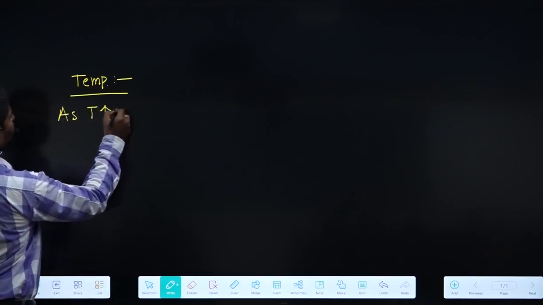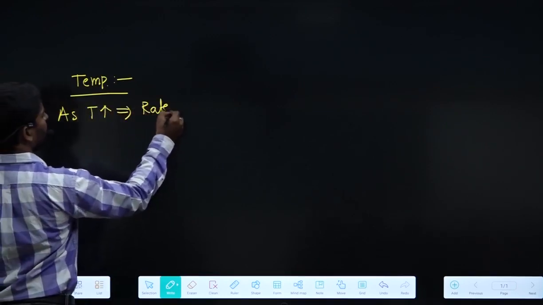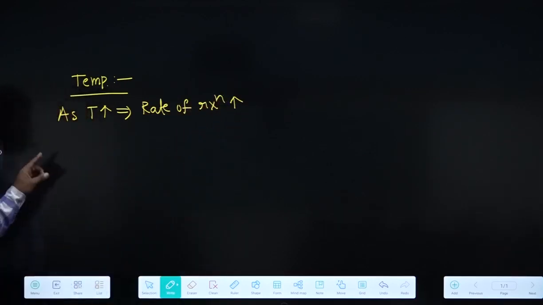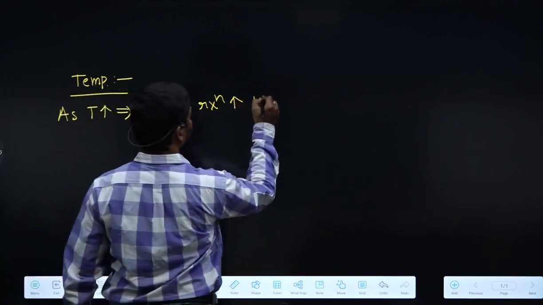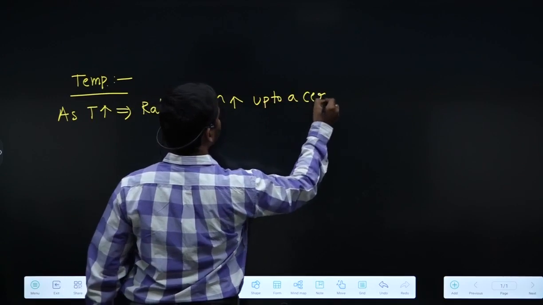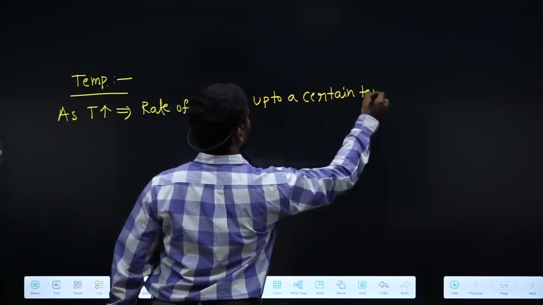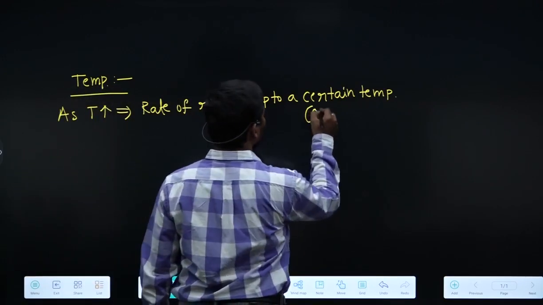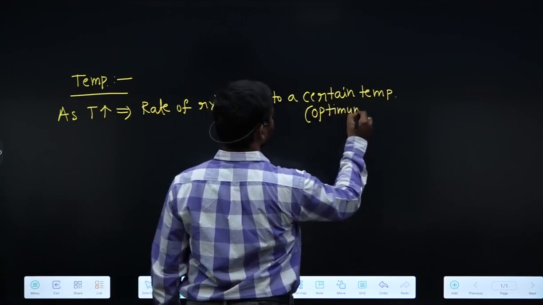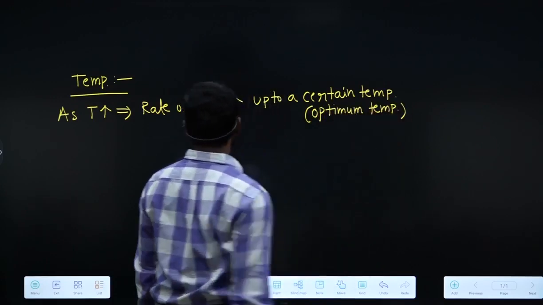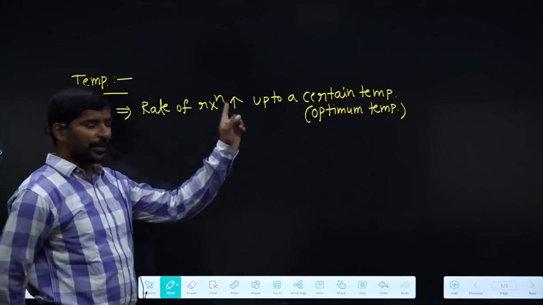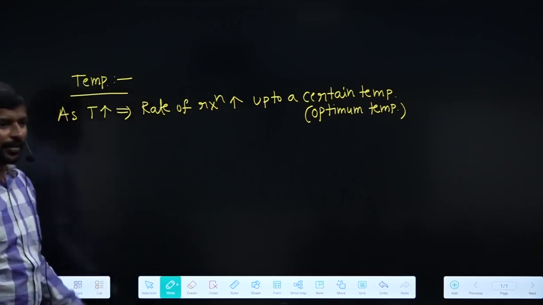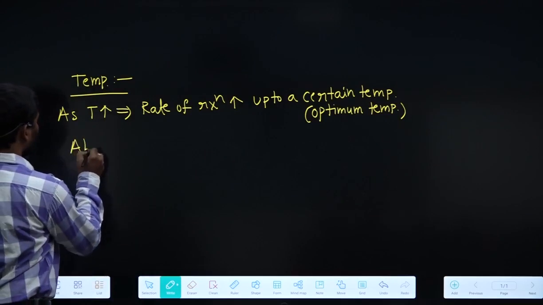It is observed that as temperature increases, generally the rate of reaction increases. As temperature increases, the rate of reaction also increases, but up to a certain temperature only. For enzyme catalysis reactions, the rate increases up to a certain temperature only. That is called the optimum temperature. Above the optimum temperature, what happens?